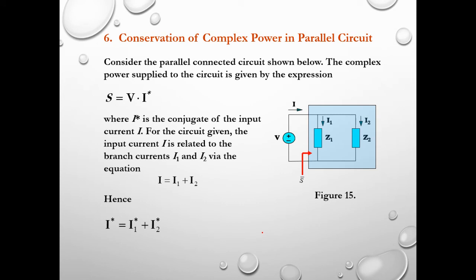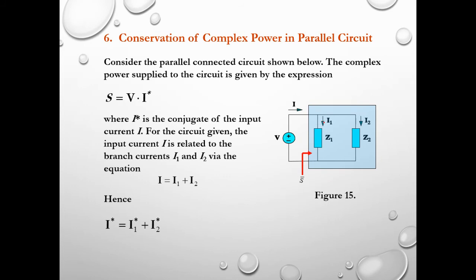Okay. So, conservation of complex power in a parallel circuit. Consider a parallel connected circuit shown below. The complex power supplied to the circuit is given by the expression S equals V I conjugate, where I star is the conjugate of the input current I. The input current I is related to the branch currents I1 and I2 via the equation I equals I1 plus I2. This is simply from KCL, Kirchhoff's current law.